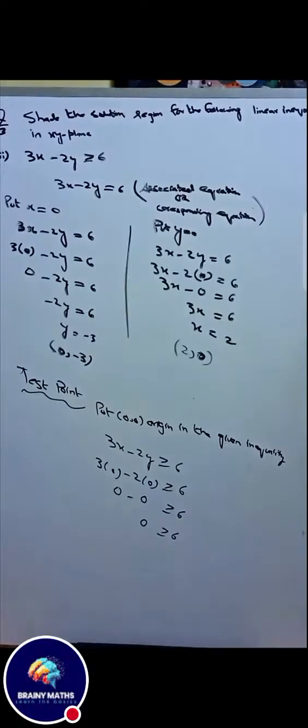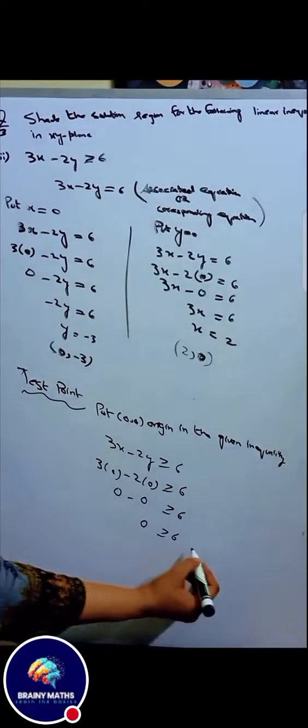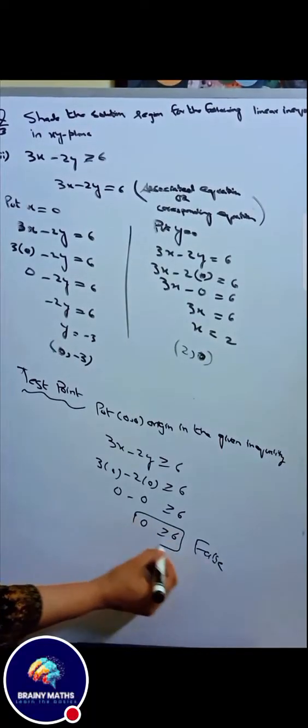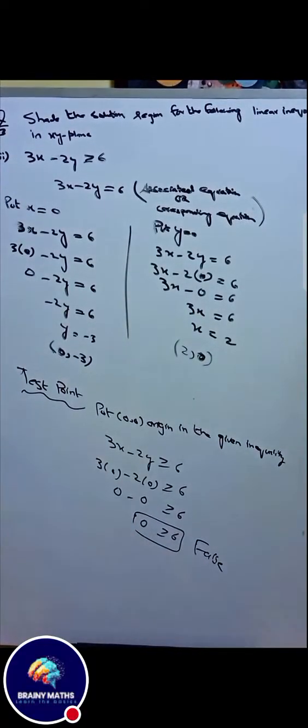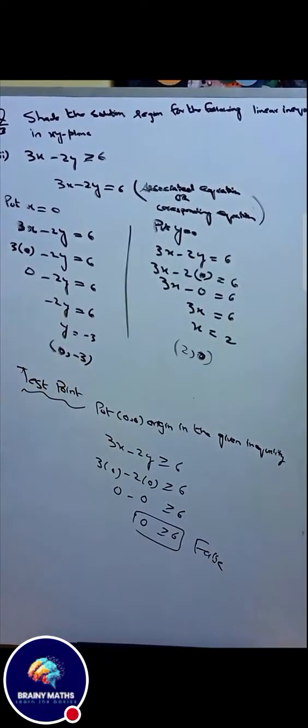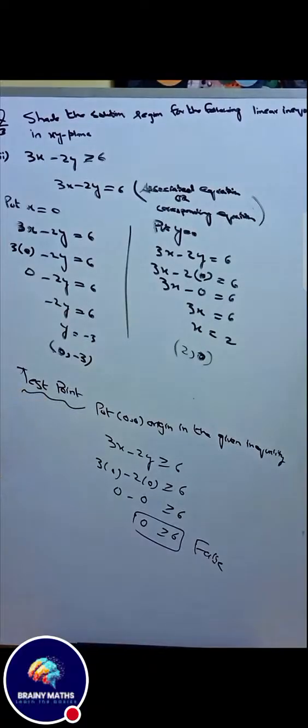Is this true? Is 0 greater than or equal to 6? Just think about it. No. So it's false. False statement. I hope it's clear. And whenever it is false, the shaded area will be away from the origin, and when it is true, it will be towards the origin. How? Don't go anywhere, I will do it.